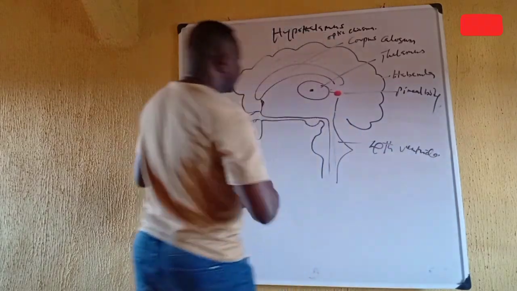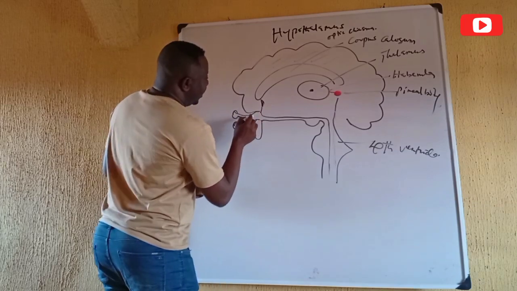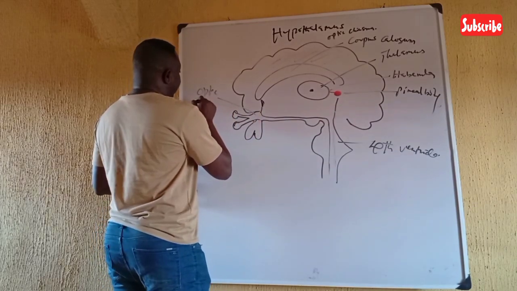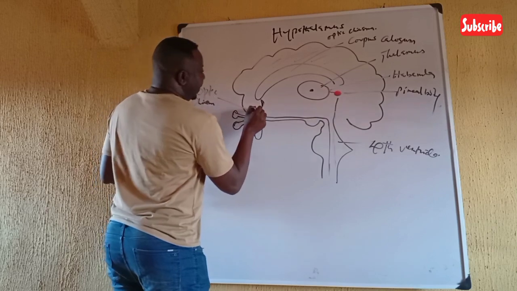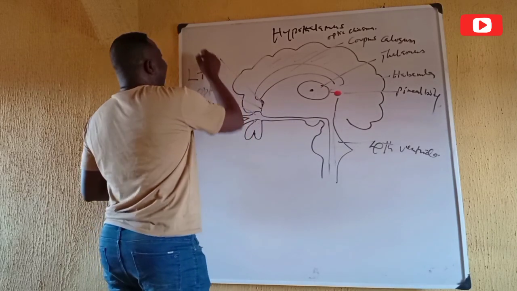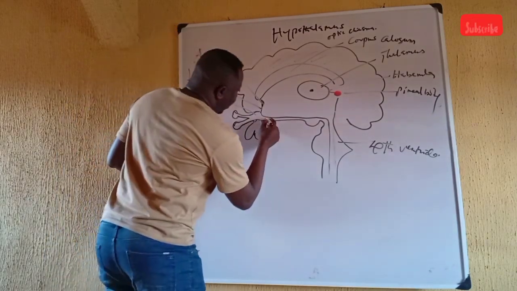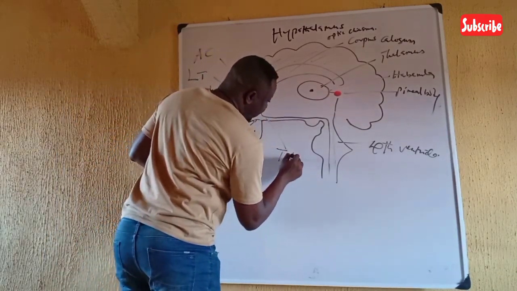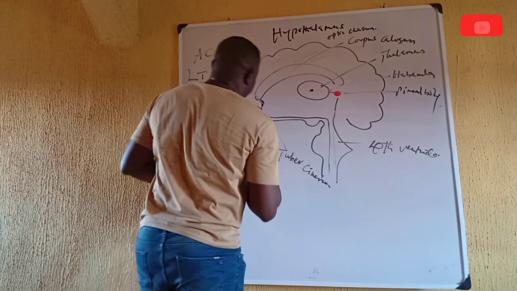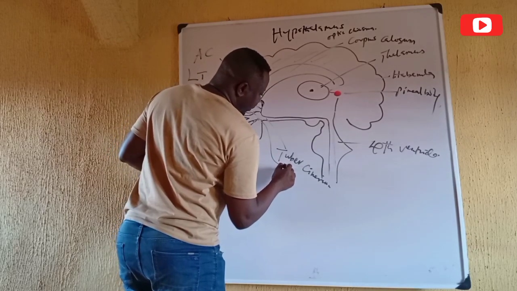This is the optic chiasma. This is what is called the lamina terminalis. This is the anterior commissure. And then this is called the tuber cinereum. And then from here we have the median eminence.